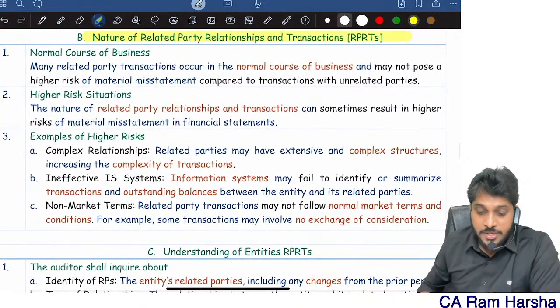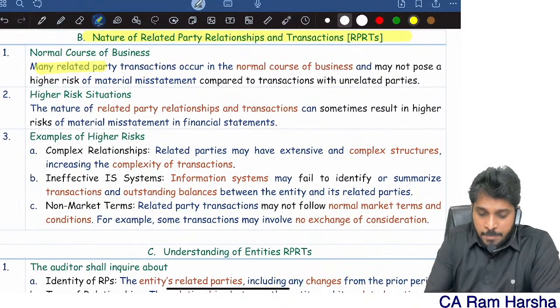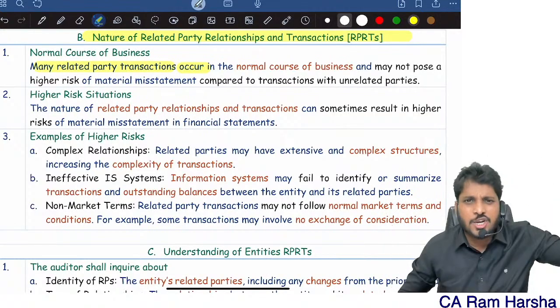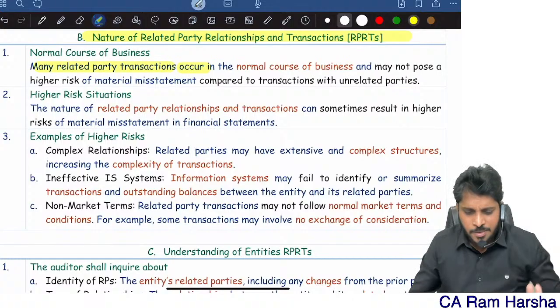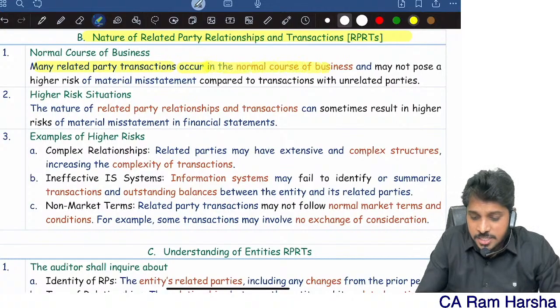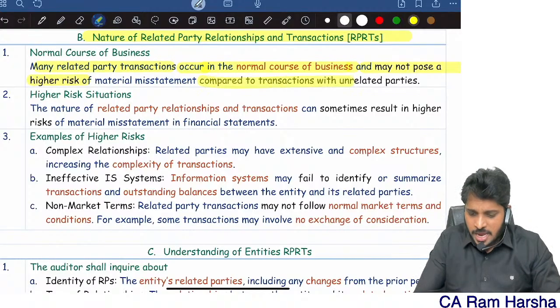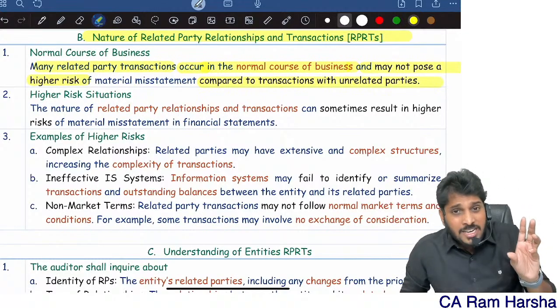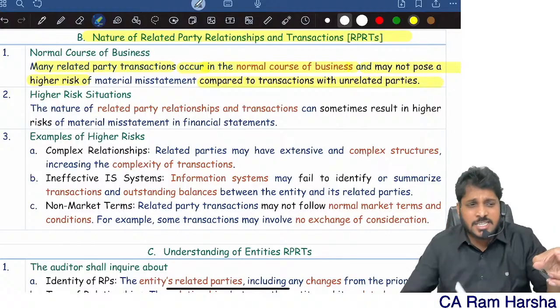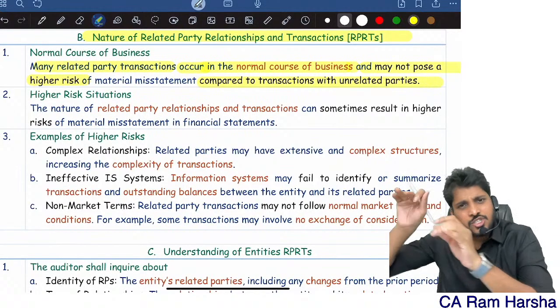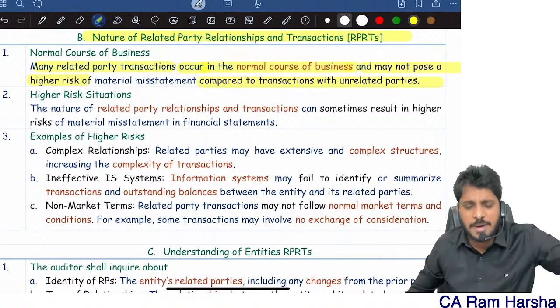Now, nature of related party relationships and transactions. Most related party transactions happen just like normal unrelated party transactions. Most related party transactions occur in the normal course of business and may not pose any higher risk compared to unrelated parties. The same level of risk that is there in unrelated party transactions will be there in related party transactions. Generally, most related party transactions are neutral, normal, like unrelated party transactions.